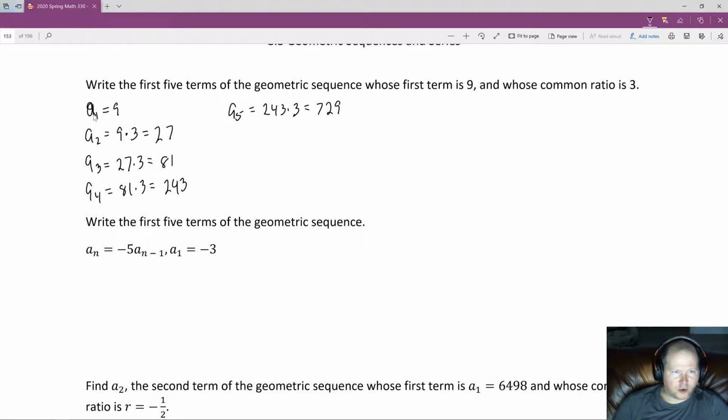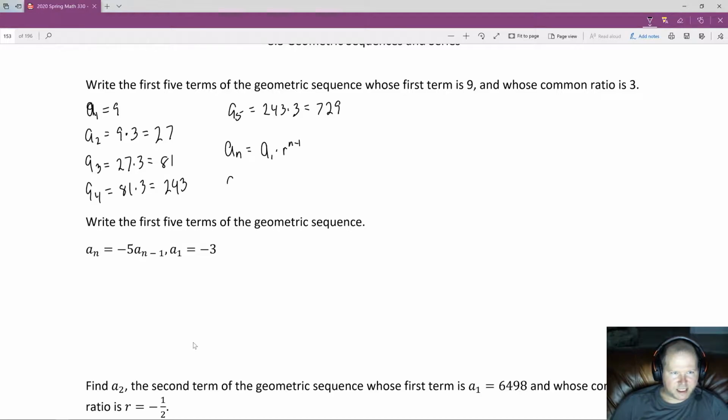But there's a general formula that you can use to find the nth term of a geometric sequence. And that formula looks kind of like this: a_n is equal to the first term multiplied by the common ratio to the n minus 1 power. So I could have found any one of these by plugging it into this.